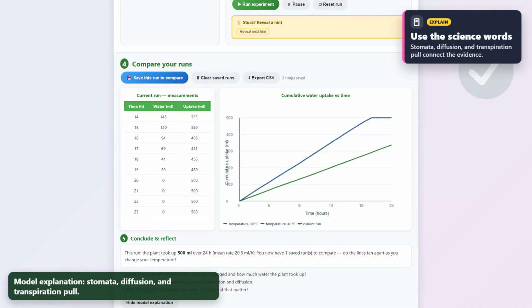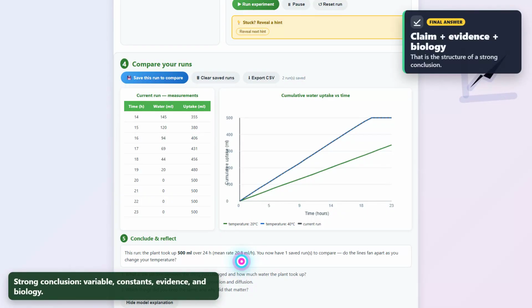The simulation is useful because students can test one variable at a time, compare evidence on a graph, and then explain the pattern using the transpiration process. For a strong answer, say what changed, what was kept constant, what happened to the water uptake, and why the leaf biology explains the result.